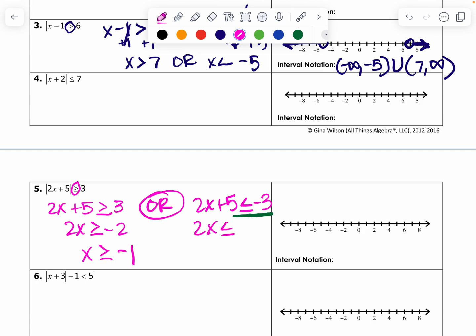2x is less than or equal to negative 8. X is less than or equal to negative 4. So we have negative 1, which we shade to the right, which is greater than, and equal to is just shade in the dot. Negative 4.